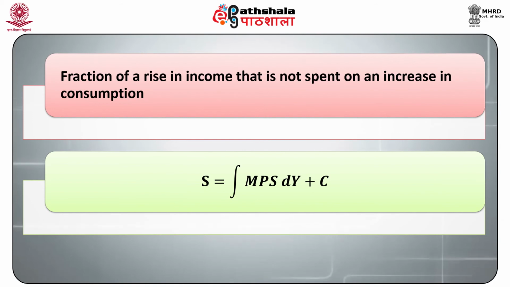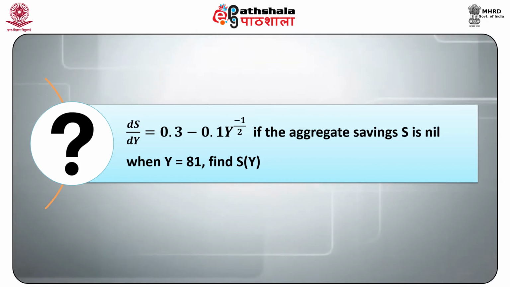It is the fraction of a rise in income that is not spent on an increase in consumption. Integration, when used upon marginal propensity to save MPS, helps us to find the savings function. Savings function is given by integral of MPS dy plus c. ds upon dy is equal to 0.3 minus 0.1 y to the power minus 1 by 2. If the aggregate savings function S is nil, then y is equal to 81.